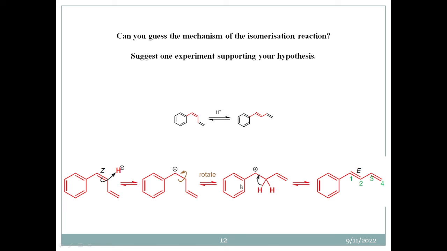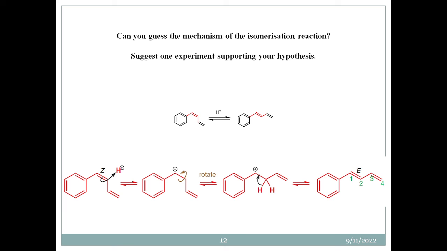It will rotate. This single bond can rotate anyway, and then the hydrogen will eliminate, and you will get the E. So it seems so good. The mechanism is so perfect here. There is no loophole in this. One may claim that okay, this is the correct mechanism, but actually this is not the correct mechanism. Something else is going on.